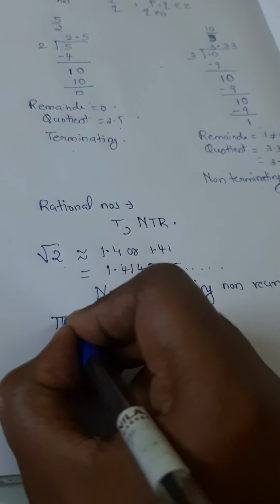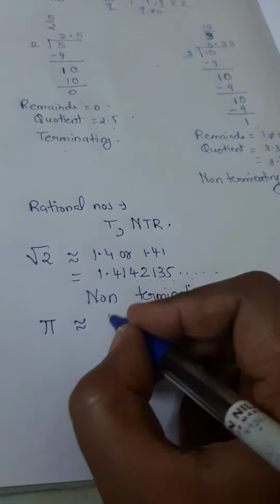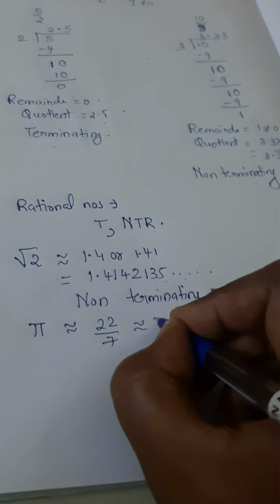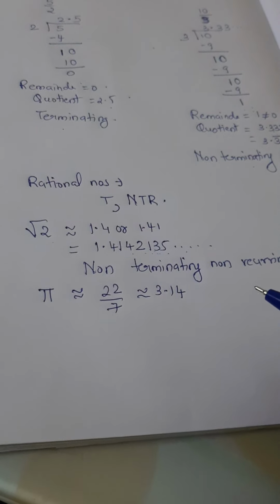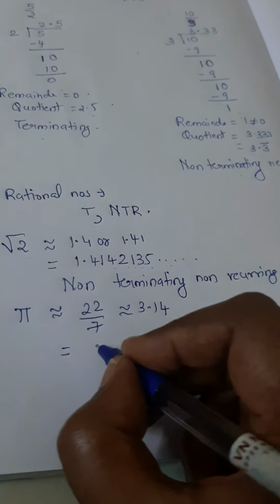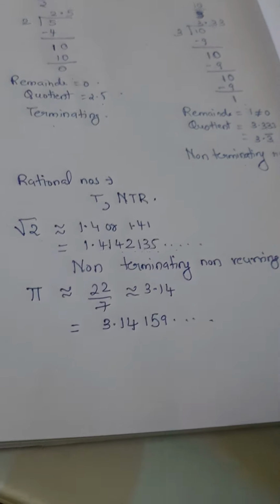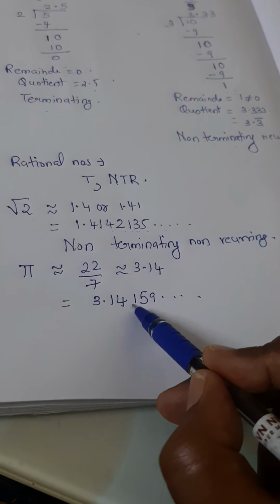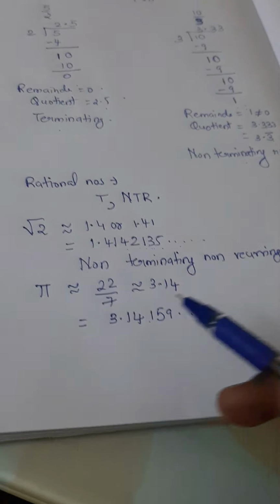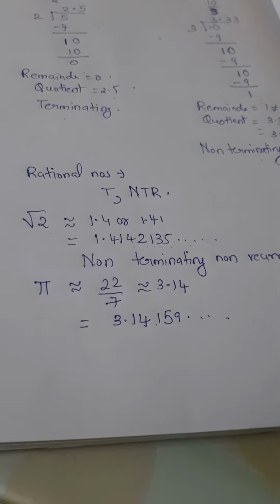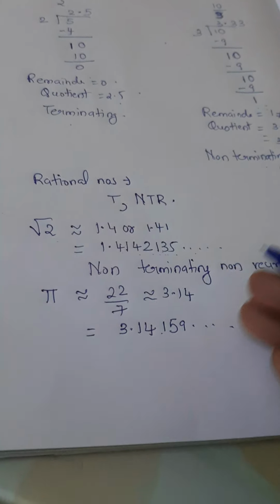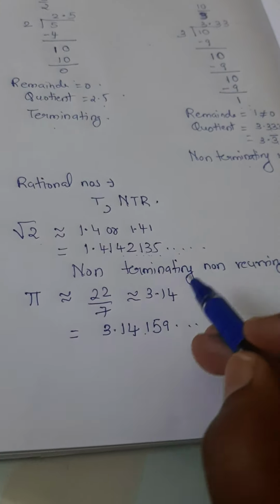Another example is pi. The value pi is approximated as 22 by 7 or 3.14 for calculation purposes. But the actual value of pi is 3.14159 something something. So similarly, here the decimal part neither terminates nor repeats itself. We have further examples like square root of 3, square root of 5, square root of 6, square root of 7, etc. So these numbers where the decimal part neither terminates nor repeats itself are known as irrational numbers.